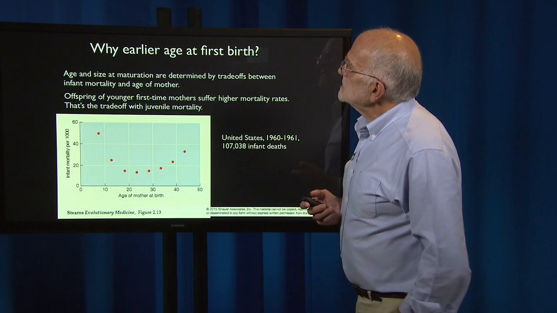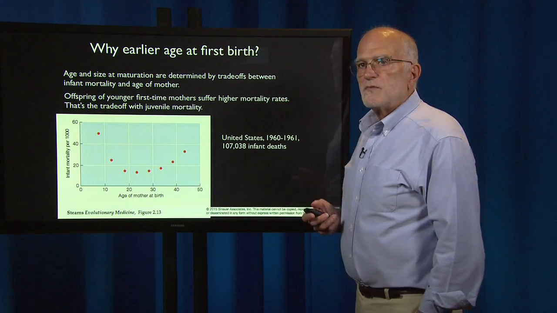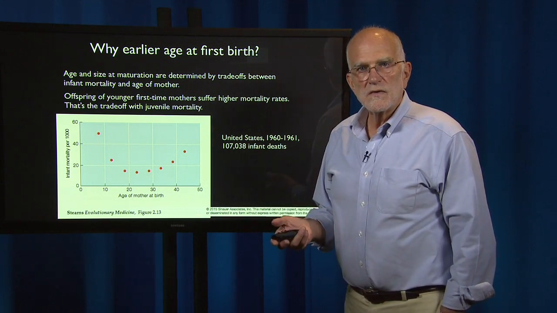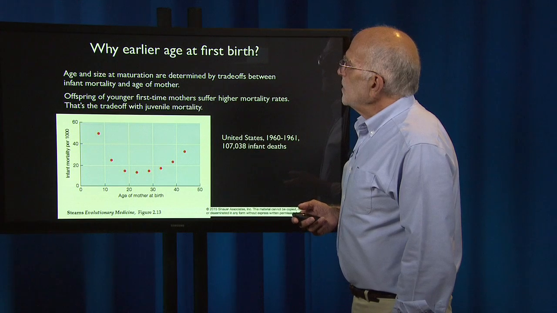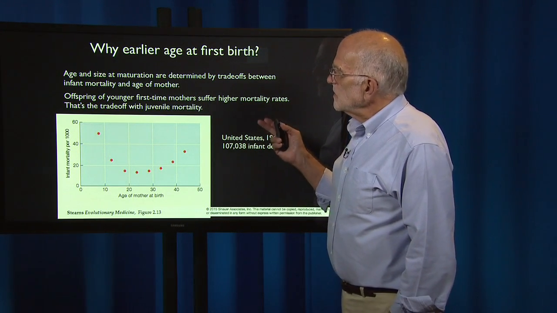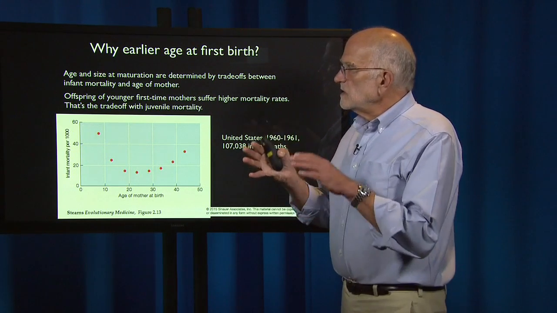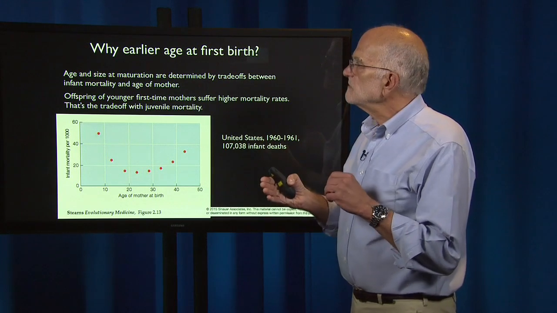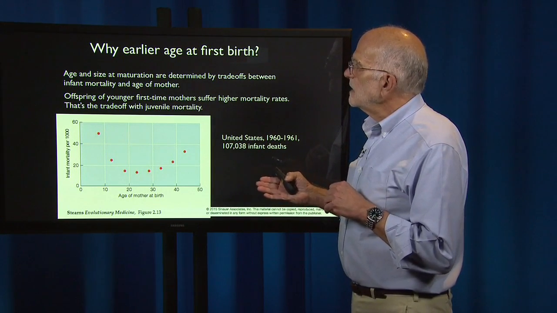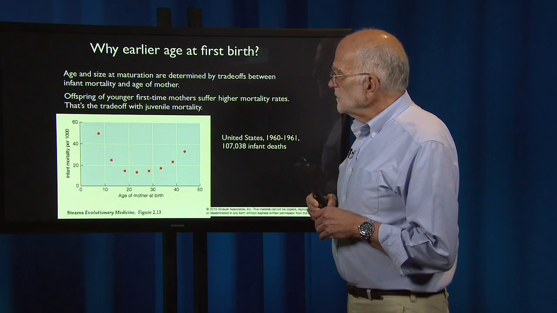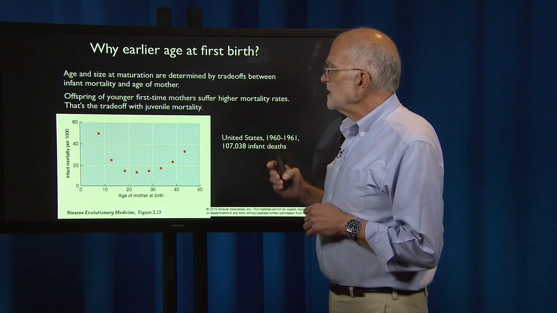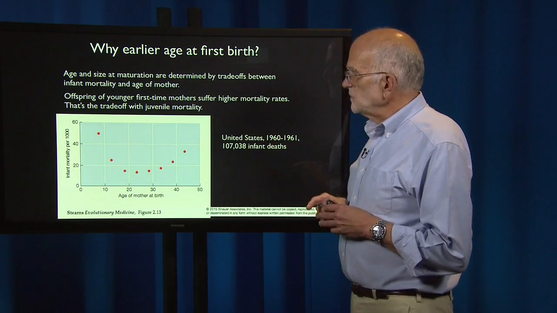Now, why is there earlier age at first birth in contemporary humans? Well, age and size at maturity are determined by trade-offs between infant mortality and age of mother. The offspring of younger first-time mothers suffer higher mortality rates. That's the trade-off with juvenile mortality.